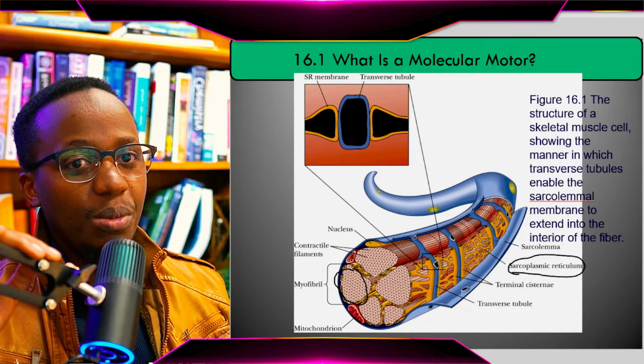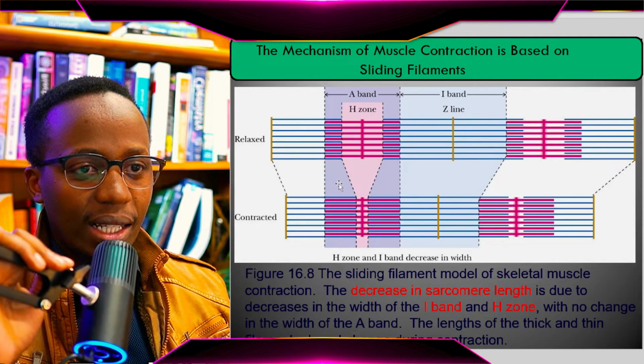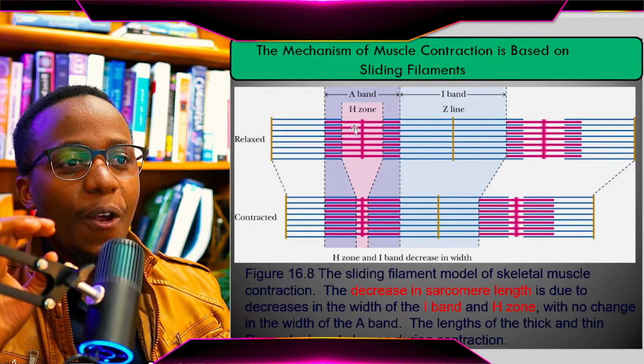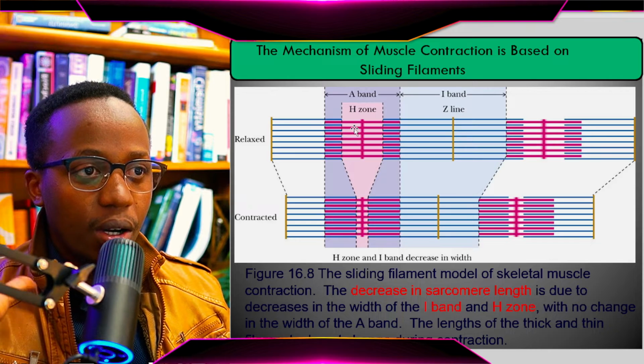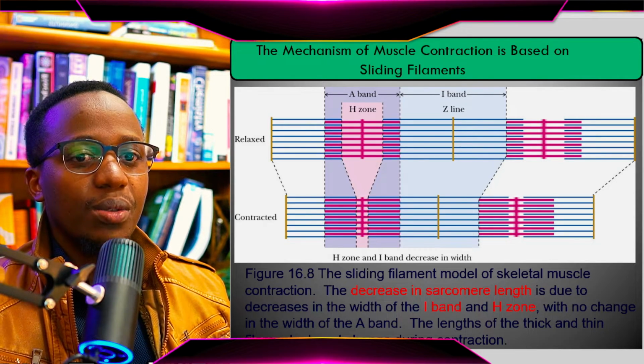So when you zoom in a little further, these filaments are going to look like this, and this is how the muscle works. The filaments are going to become shorter and longer depending on the signal. That's how muscle contraction works.